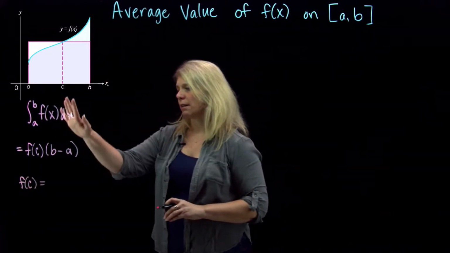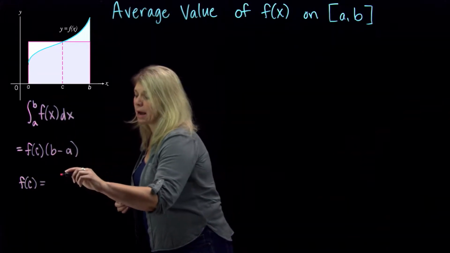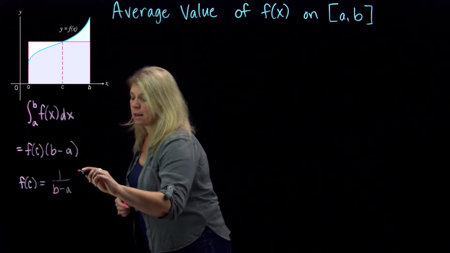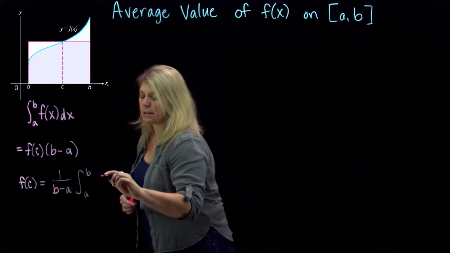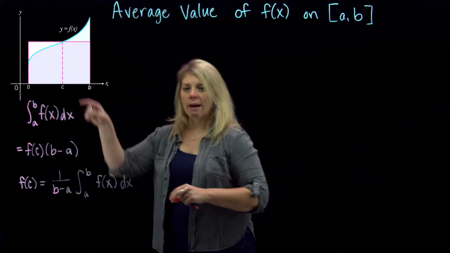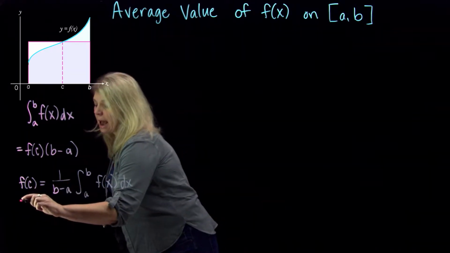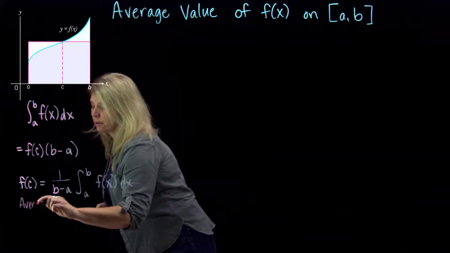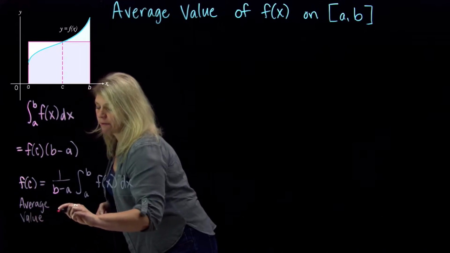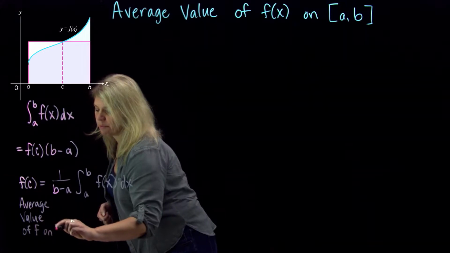So we're going to take this relationship here and divide through by b minus a. So we'll write that as 1 over b minus a times the integral from a to b of f of x dx. And so we're finding that f of c, or that height of that function in this picture. And that's called the average value of that function f of x on the interval a, b.